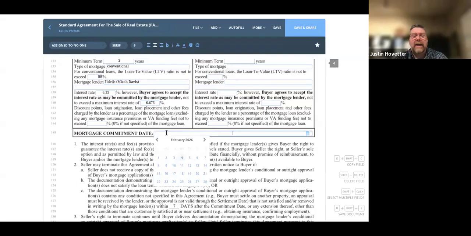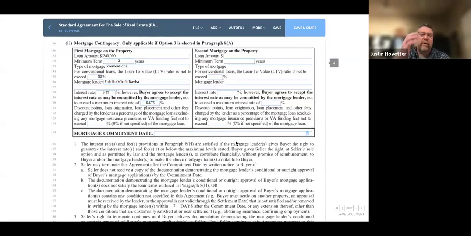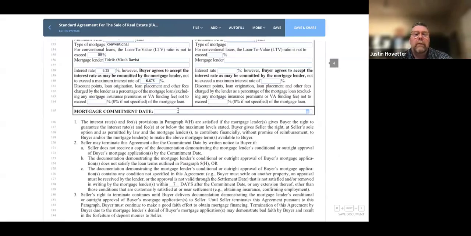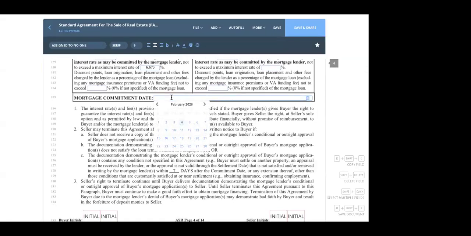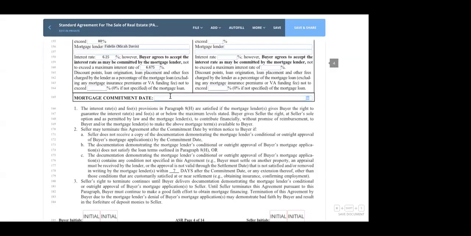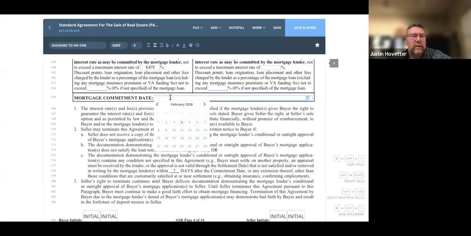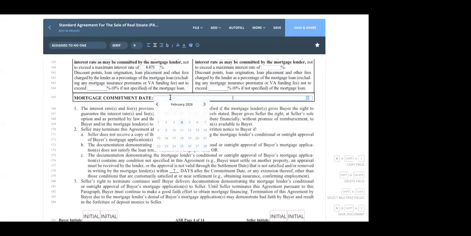So, mortgage commitment date. Tell me, what's the importance of the mortgage commitment, and what's the importance of the mortgage commitment date? Are you talking about that the seller can get out of it if the buyer doesn't turn in the mortgage commitment by that date? That's very important stuff. Yes. That's one of the things I'm talking about. So, what is a mortgage commitment?